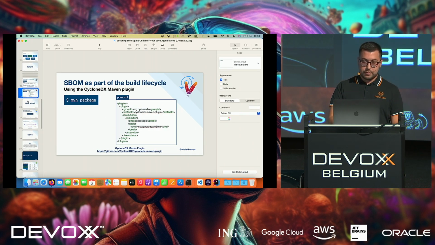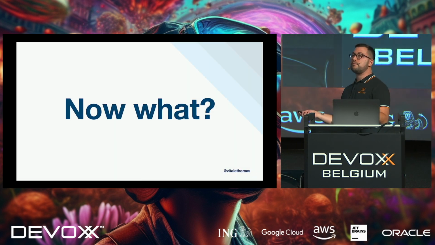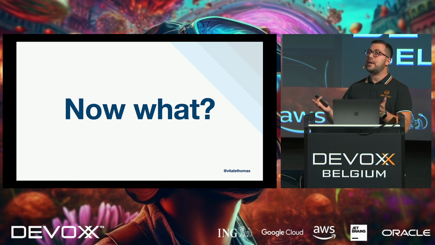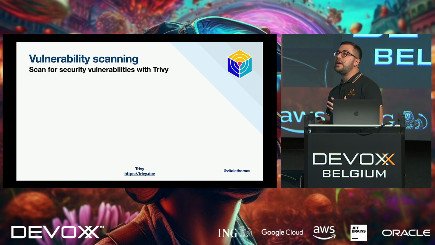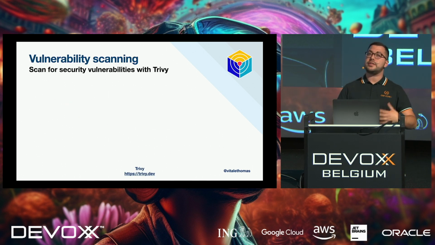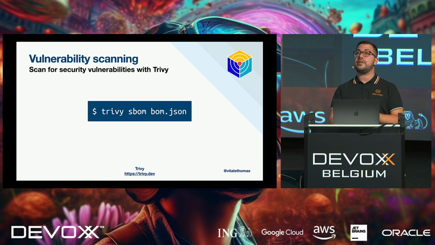Great. We got an SBOM. Now what? Well, first thing I might want to do is extend my pipeline so that after the build phase, I take the SBOM and I use a vulnerability scanner like Trivy and scan the full list of dependencies in order to find if there are any known vulnerabilities associated to any of those dependencies. That's probably the first thing I want to do if I have an SBOM.